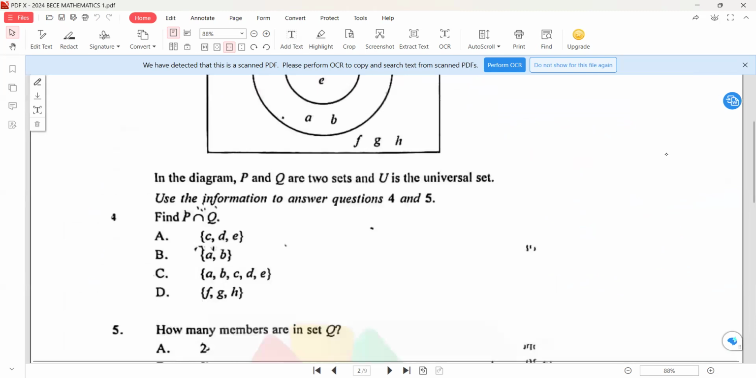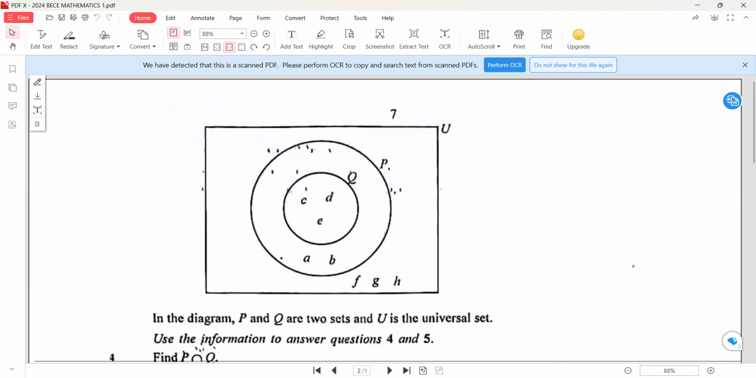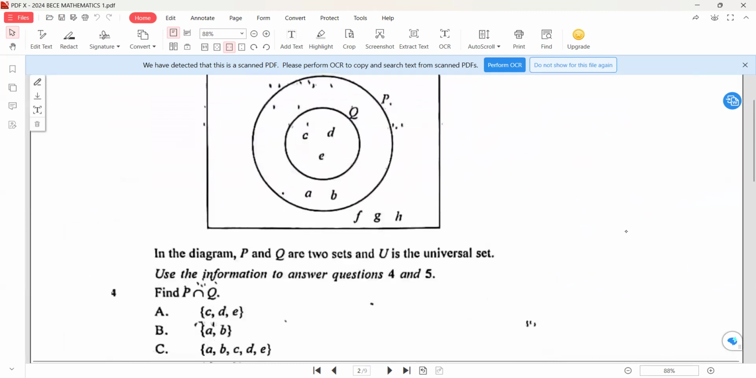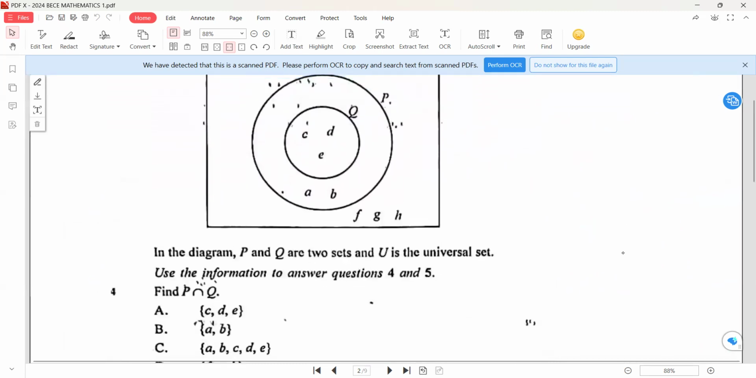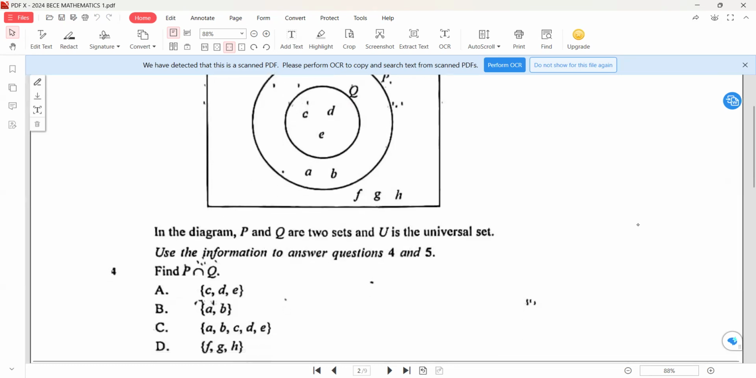Next question is question 4. We are being asked to use the information above. P and Q are two sets in a universal set. The intersection of these two sets is what is common. See that Q is inside P, so Q is the intersection of P and Q. So the right answer should be A, everything in Q, which is C, D, and E.